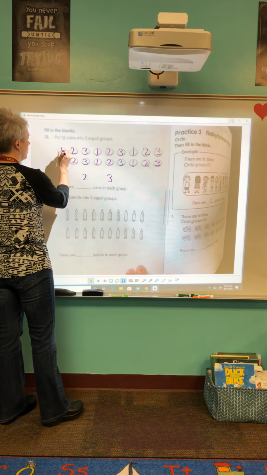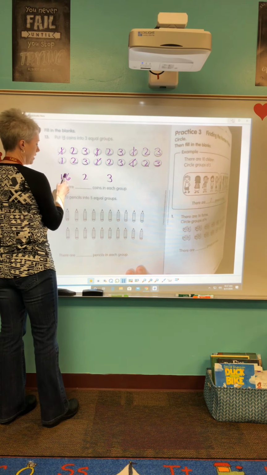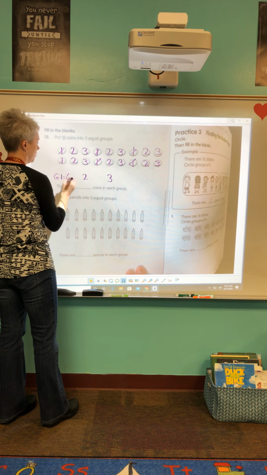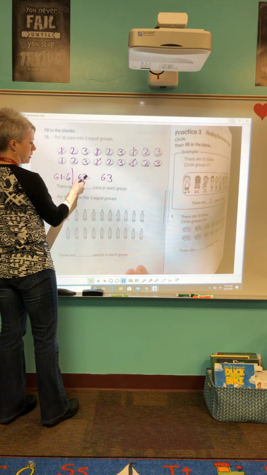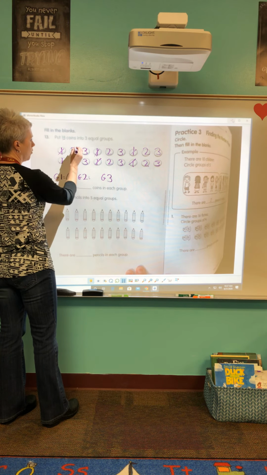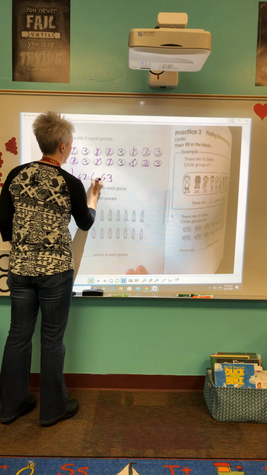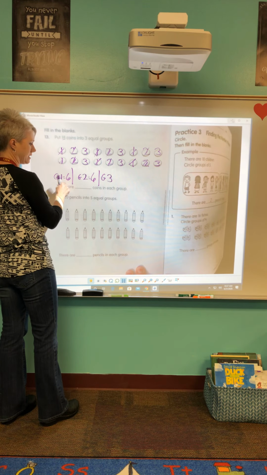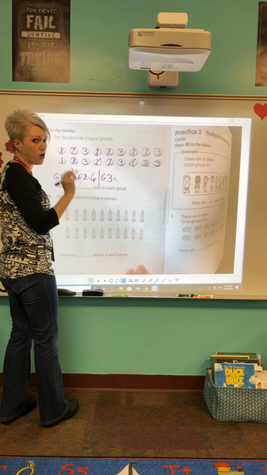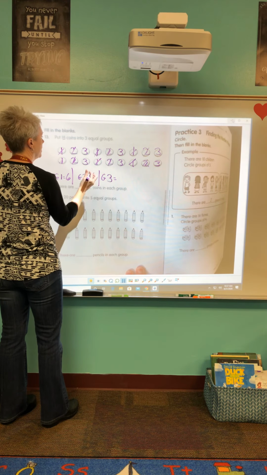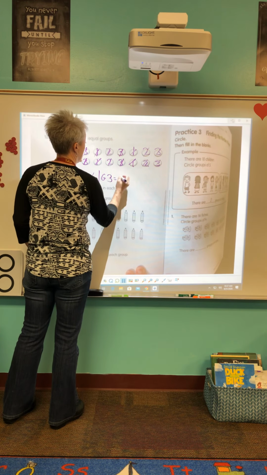Let's count them. 1, 2, 3, 4, 5, 6. Group 1 has 6. I'll put a G. G1, G2, G3. Okay? How many 2s do I have? Group 2 will get 1, 2, 3, 4, 5, 6 coins. Group 1 got 6 coins. Group 2 got 6 coins. How many will group 3 have? I need to count all my 3s because all my 3s are going into group 3. 1, 2, 3, 4, 5, 6.